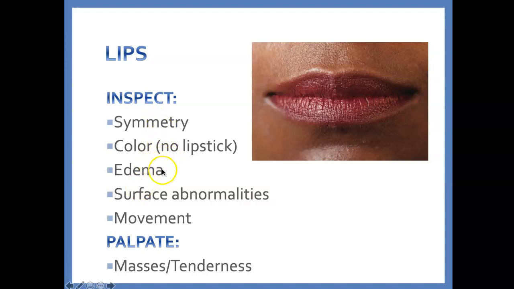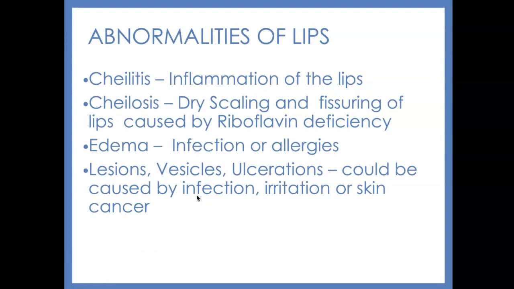Again, if you have any type of edema with your client, especially in the mouth or the lips, remember that's their airway. That would be a great concern. Any surface abnormalities, any lesions, any problems, do they have free movement of their lips? And you can do some gentle palpation to see if there's any tenderness. Some abnormalities that you may see: cheilitis, that's just inflammation of the lips. Cheilosis, that's the dry scaling or having dry lips, chapped lips. It can also be caused by a riboflavin deficiency.